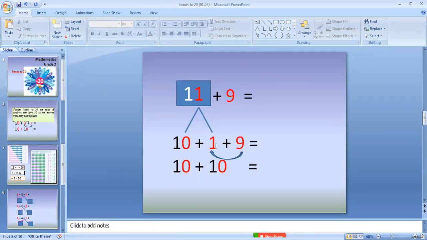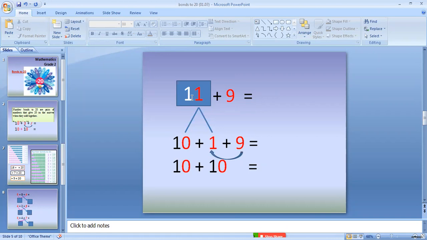Now, let's move to an example like this. If this says 11 plus 9 is equal to blank, we should find the answer here. When we are getting this kind of sum, first we should know number bonds. Have you studied number bonds to 10? That knowledge is very useful to continue this lesson. With the help of number bonds, we are going to find the answer here.